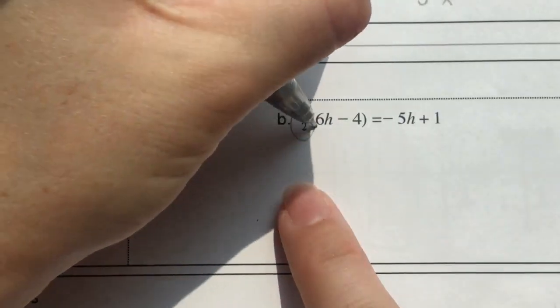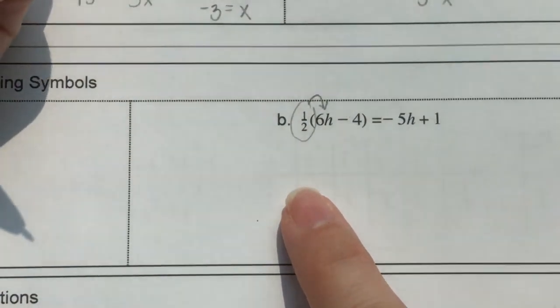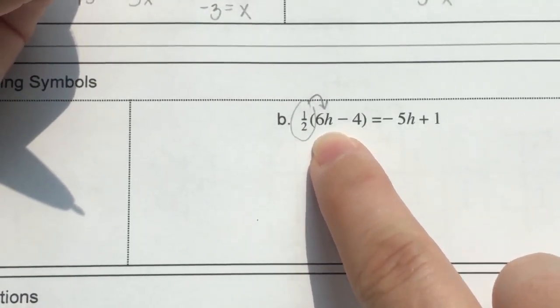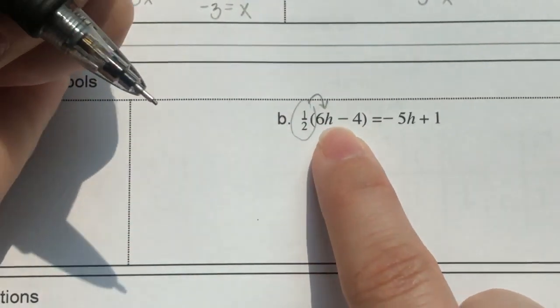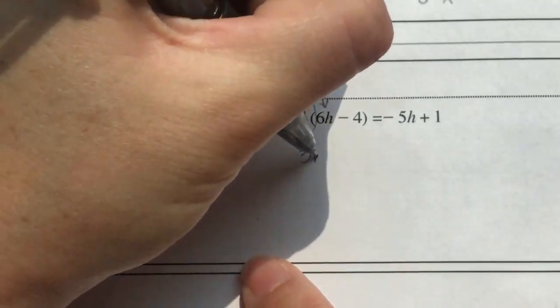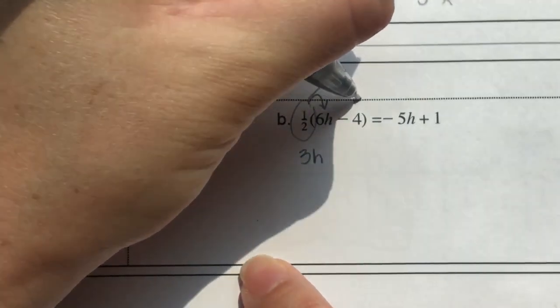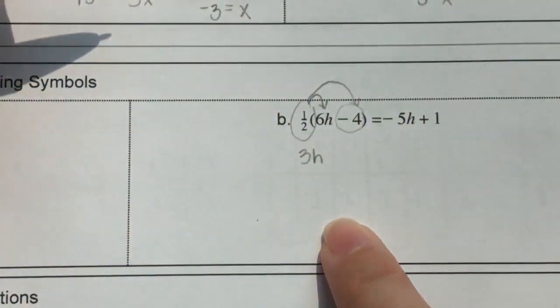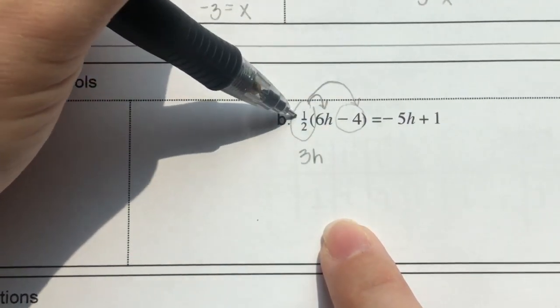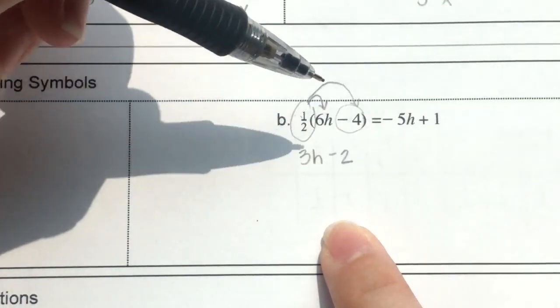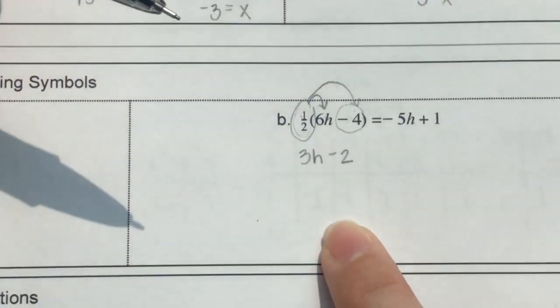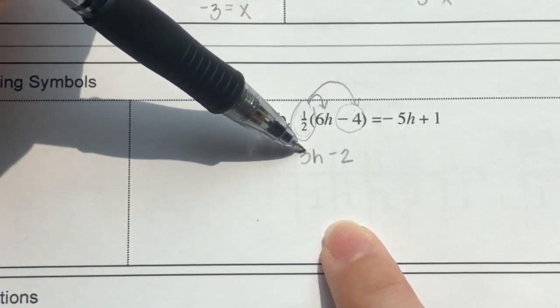So that's what I'm going to do. I'm going to take 1/2 and I'm going to multiply it by 6h. So again, if you multiply any number by 1/2, that's the same thing as dividing by 2. So 1/2 times 6h is like 6h divided by 2. So that'll be 3h. And then 1/2 times negative 4, since this is a minus 4 or a negative 4. So that's like negative 4 divided by 2. So that's negative 2. So with 1/2, just think I'm taking 6h minus 4 and I'm cutting it in half. So 6h becomes 3h, negative 4 becomes negative 2, and then equals negative 5h plus 1.